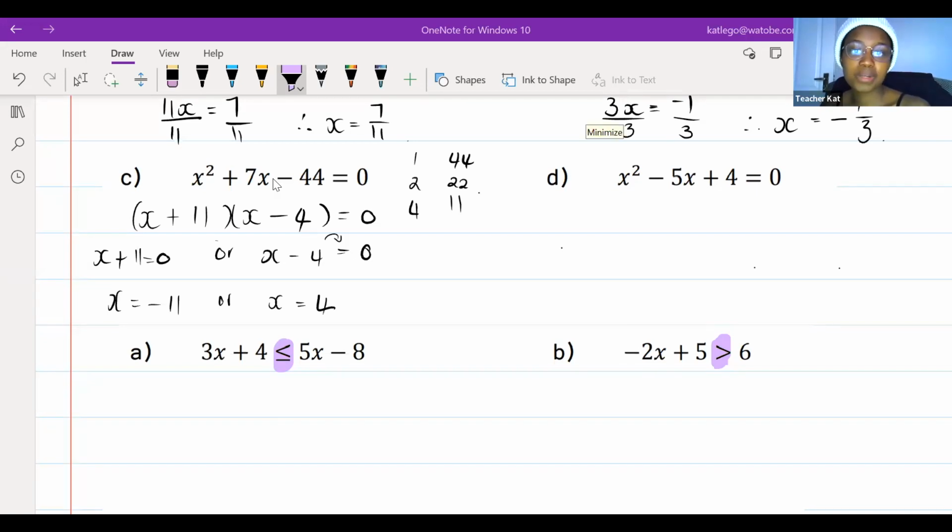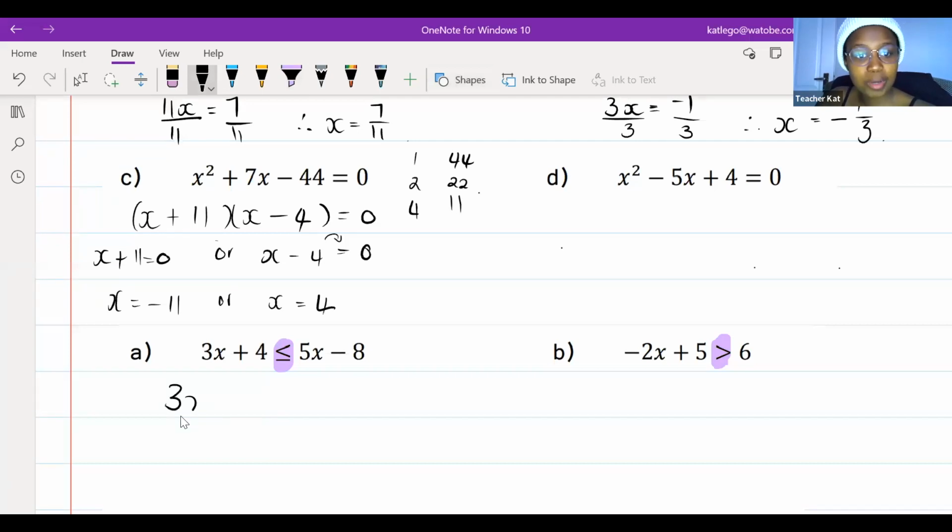We have 3x plus 4 is less than or equal to 5x minus 8. So if you had an equal sign, what would be your first step? Let's see what Ande has to say. There we go. Yes, Ande. Would we say 3x plus 5x is less than or equal to negative 8 plus 4?